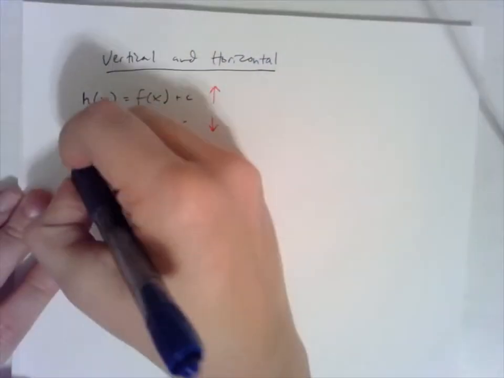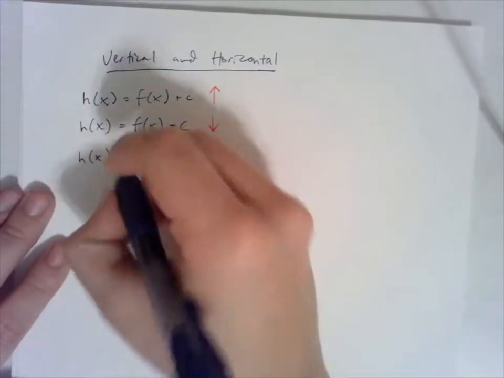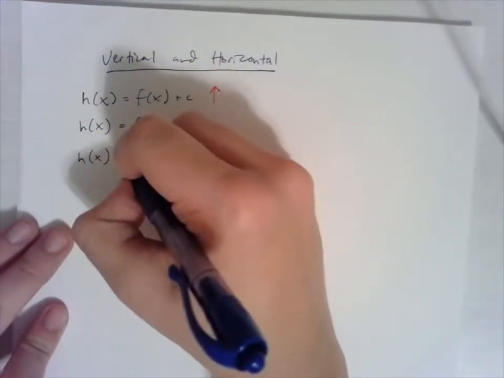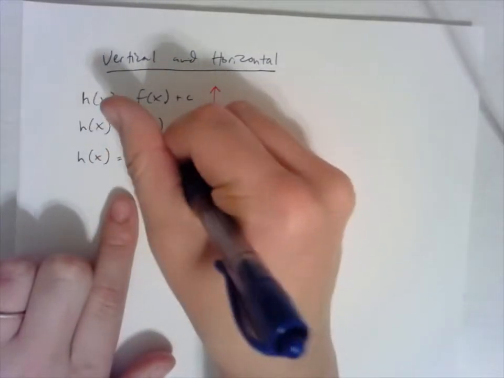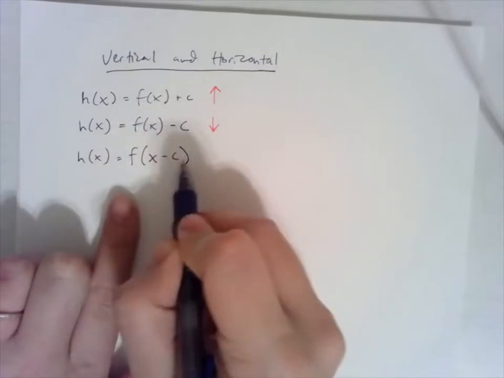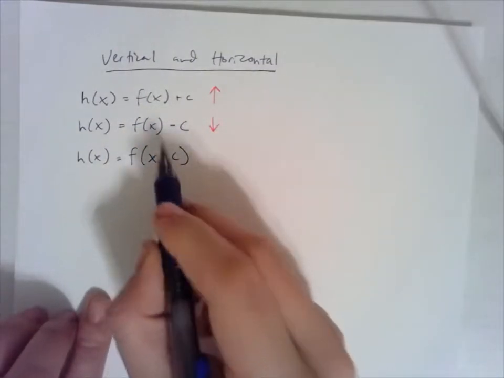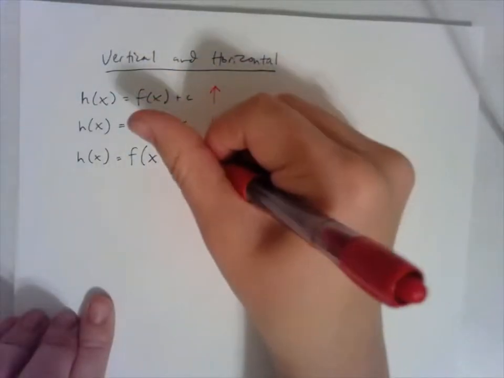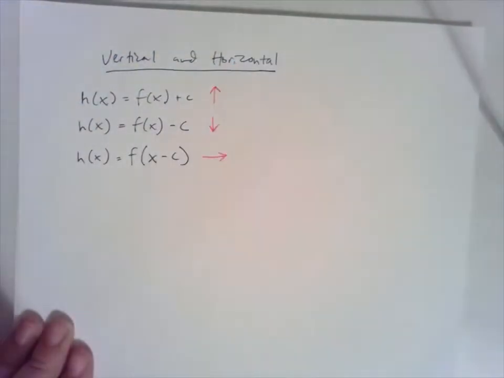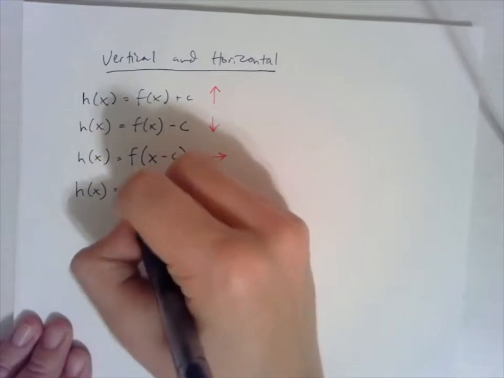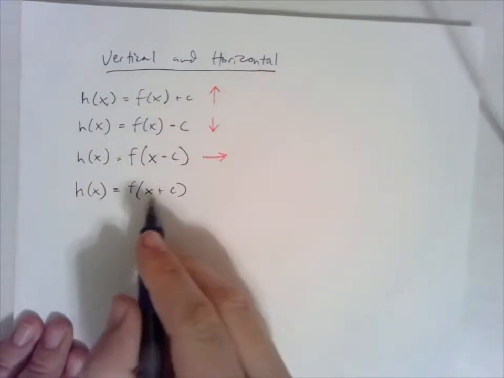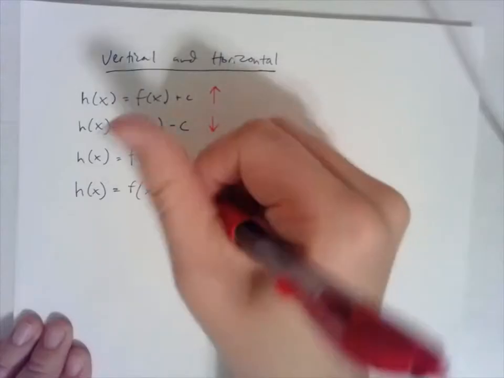If your function is the parent function with a minus c inside the parentheses, next to x, then your graph is going to shift to the right. If it's f of x plus c, still inside the parentheses, it's going to go to the left.